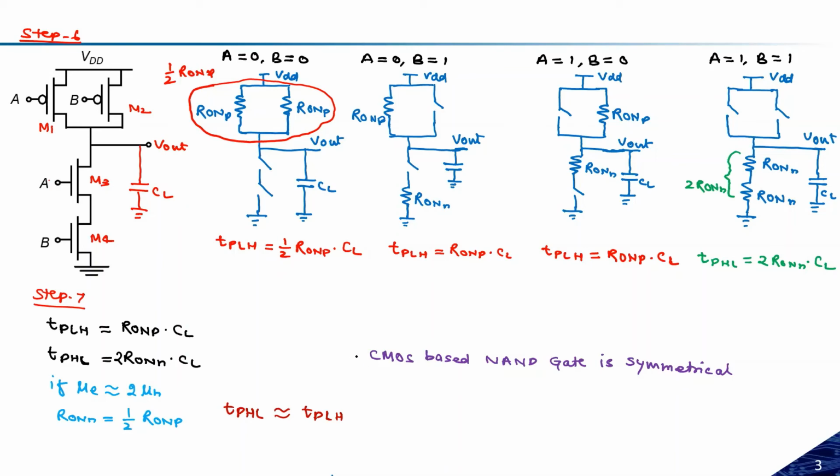So the CMOS based NAND gate is the symmetrical one. No transistor sizing is required to make equal rise time and fall time. Okay, so this is what the conclusion is.